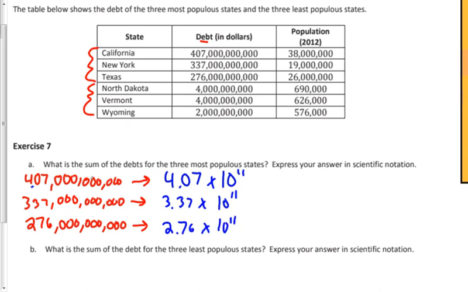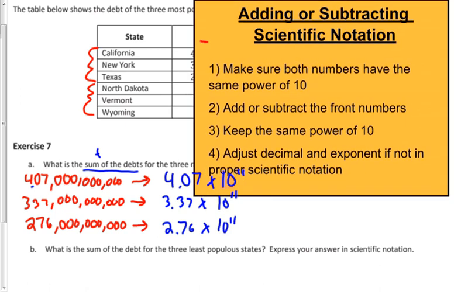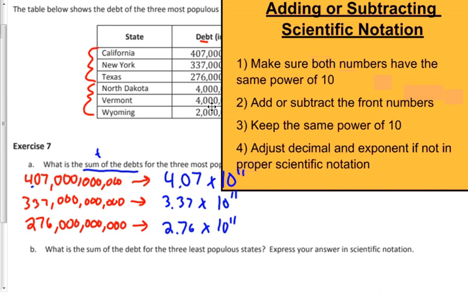Now, if we want to find the sum of all the debts, we want to add them up. Our trick with adding, and you can copy this down off to the side if you'd like, will be helpful for adding or subtracting scientific notation. You need to first make sure that all the numbers have the same power of 10. And they actually all do; they're all to the power 11. So we're good there. Then we want to add or subtract the front numbers. Let's add the front numbers.